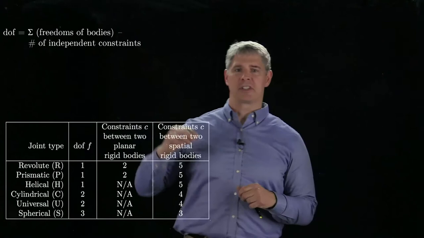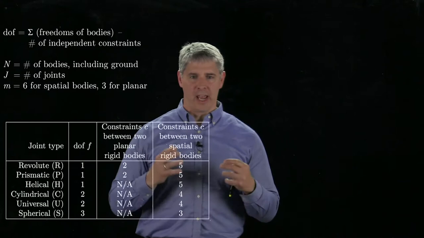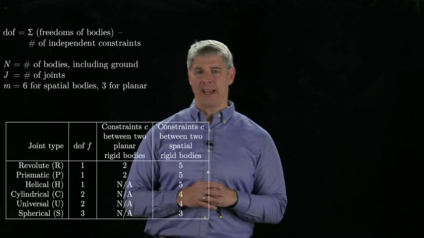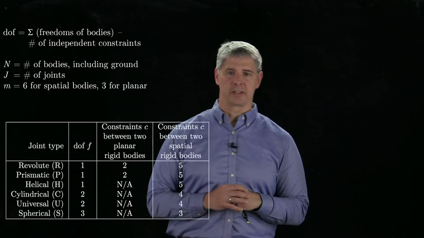Using this table of freedoms and constraints provided by the joints, we can come up with a simple expression to count the degrees of freedom of most robots using our formula from chapter 2.1. Let's say the robot has n links. By historical convention, n includes ground as a link. The robot has j joints, and we define m to be the degrees of freedom of a single body. So m equals 3 for a rigid body moving in the plane, and m equals 6 for a rigid body moving in 3-dimensional space. So we can write our equation in terms of these variables.